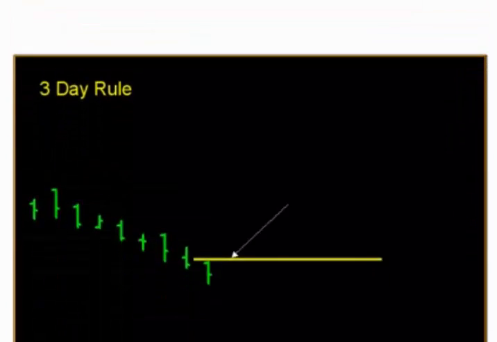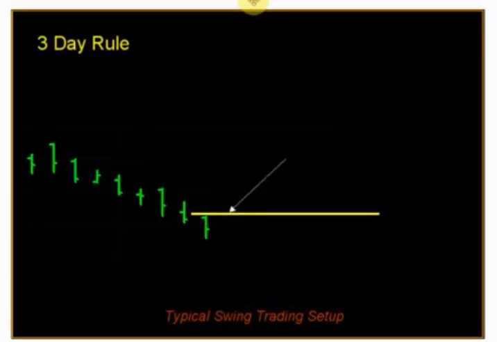Now, one thing we can do is we can figure out a way to temper our swing trading setups. The market goes through phases, and stocks go through phases. They go through phases where things go very smoothly, like that nice smooth takeoff, and then they go through phases where you have a lot of turbulence. All right, so one thing we can do is what's called the 3-day rule.